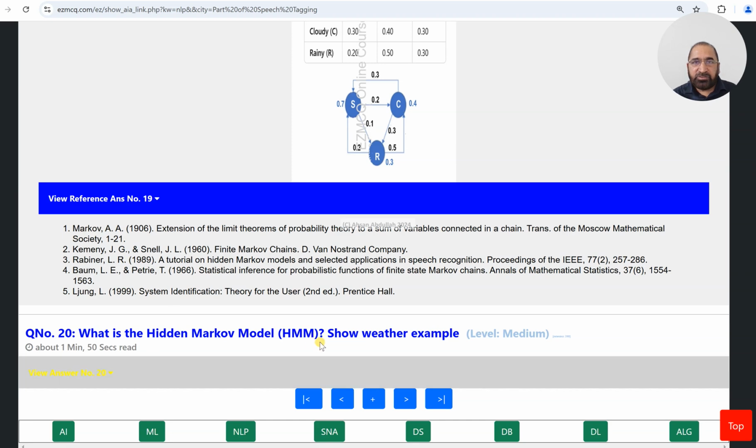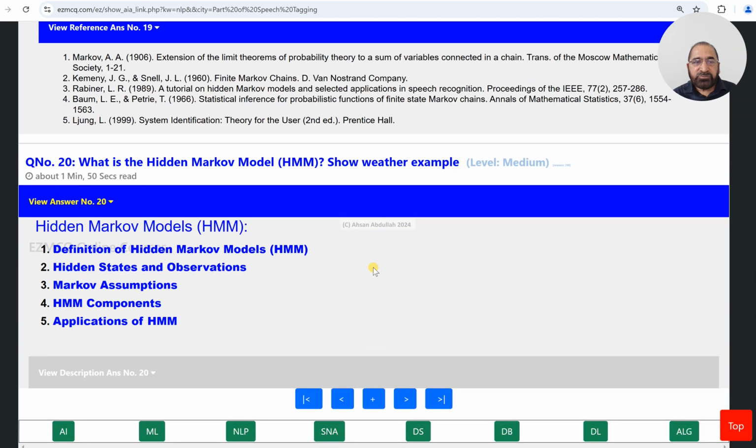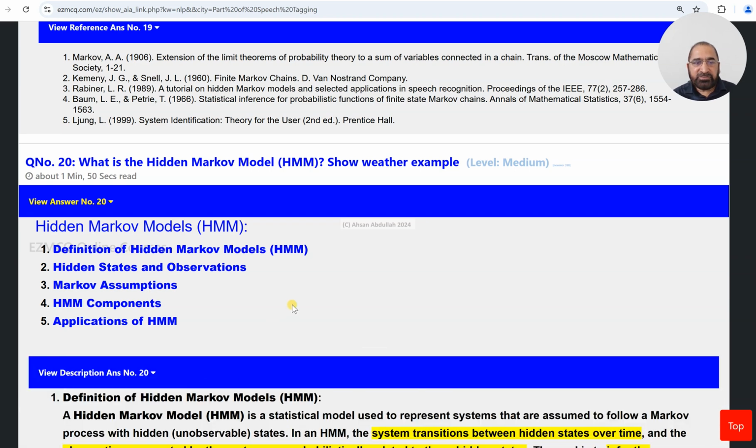So what is the hidden Markov model? This is the visible Markov model. Then we look at the hidden Markov model. In the hidden Markov model, there is something which is hidden, and there are the hidden states and the observations. Let's look at the details.